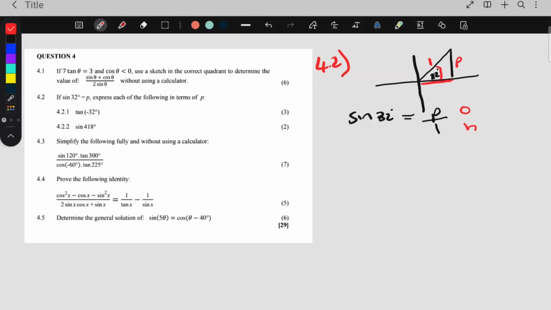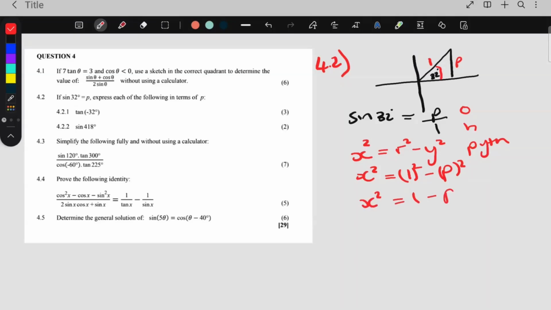So do you see there's a missing side again? Let's work out this missing side. So that missing side is x. So I'm going to say x squared is equal to the radius minus the y, Pythag. So x squared is equal to 1, because that's the radius, and p, that's the y. So x squared is 1 times 1 is 1, p times p is p squared, and then I take the square root of this. So x is, this stays the square root of 1 minus p squared. It doesn't become 1 minus p. It stays under the root.